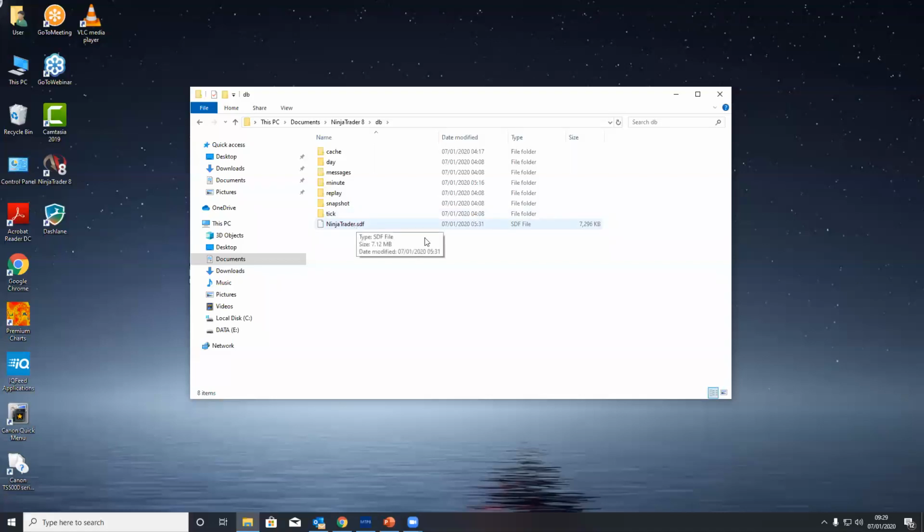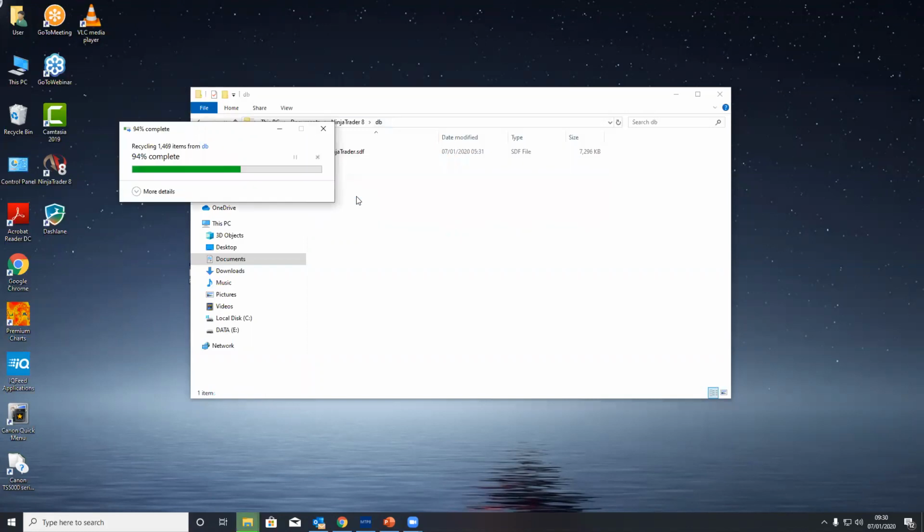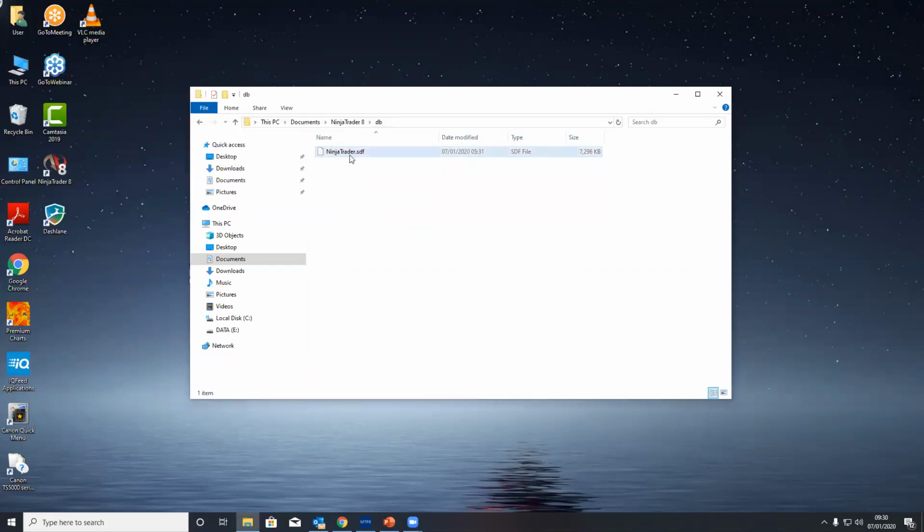That's the NinjaTrader database. So that should be around about 7.5 kilobytes. If it's significantly bigger than that, then you probably want to delete that and let that be recreated as well. But normally leave that. So what he suggested doing is basically deleting these folders. So just the folders, the cache, the daily message. So all the folders, not this one, leave that one, not that one, in this database folder. If you delete all those, then it just leaves you with the NinjaTrader database in that folder.